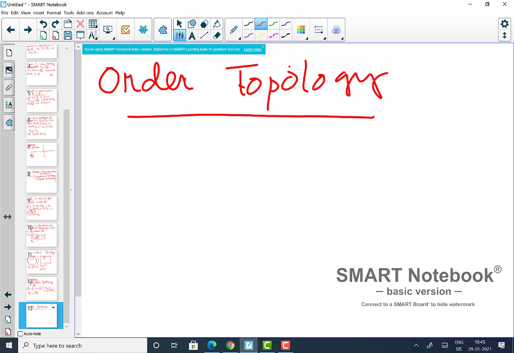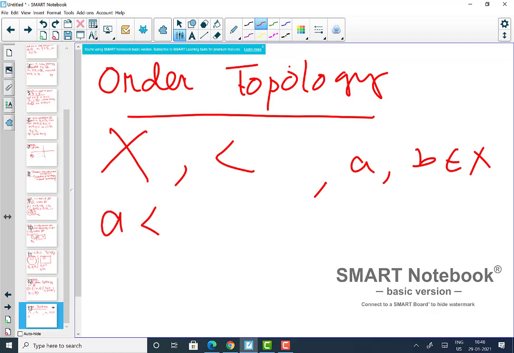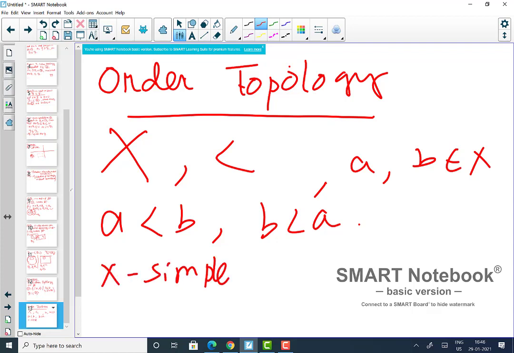So what is an order topology? Suppose you have a set which has some ordering. Ordering means you can compare two elements: given two elements a and b belonging to X, you can say a is less than b, or b is less than a. Then X is called a simply ordered set. There is also something called a well ordered set.